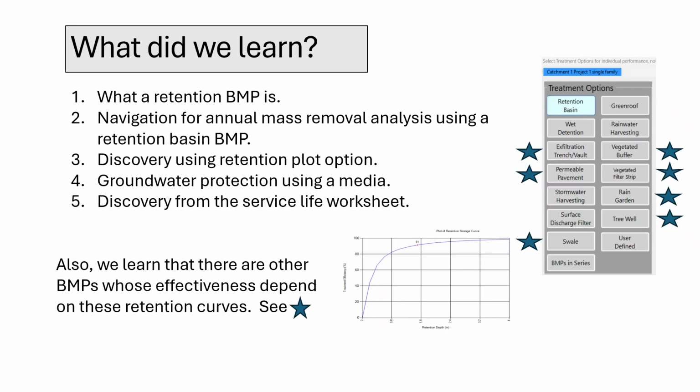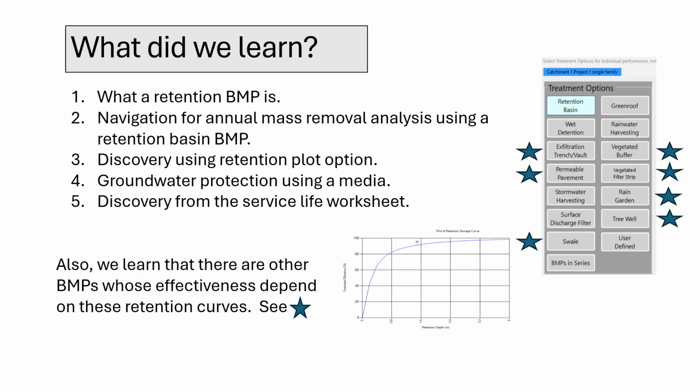Throughout this module, we've gained a comprehensive understanding of retention BMPs. We learned exactly what a retention best management practice is, recognizing it as one of the foundational approaches for water quality control. A key function of these BMPs is their ability to retain a portion of the annual runoff, preventing its discharge, often through infiltration, a process valuable for both flood control and groundwater recharge. We also navigated the process for conducting an annual mass removal analysis using a retention basin BMP, which is crucial for evaluating its effectiveness in pollutant reduction.